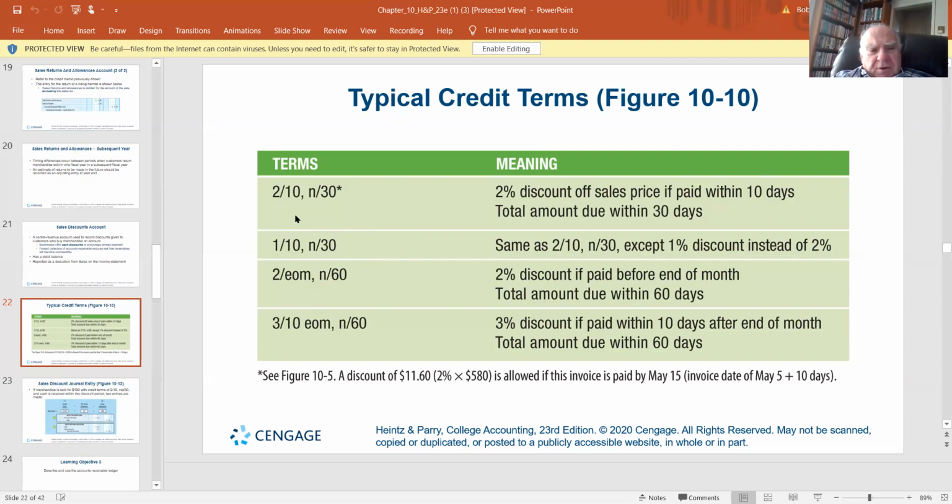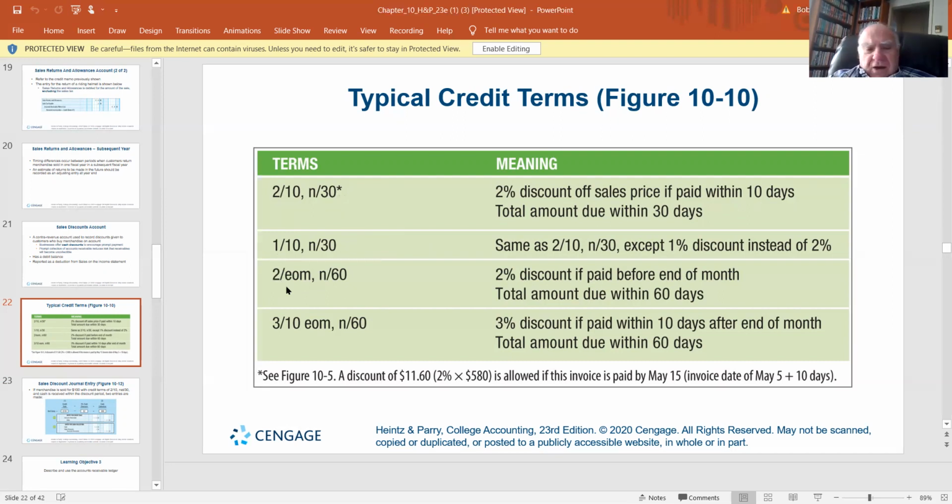And you could have a whole bunch of different things. You could have 1/10 net 30, 1% net 30. Same as above, but 2%. Here's one, 2% end of month net 60. You sold something on January 15th. Well, you're giving the person 15, 16 days to pay. If they don't take advantage of that, they have to pay you in 60 days.